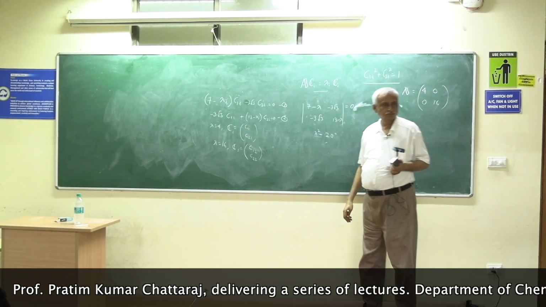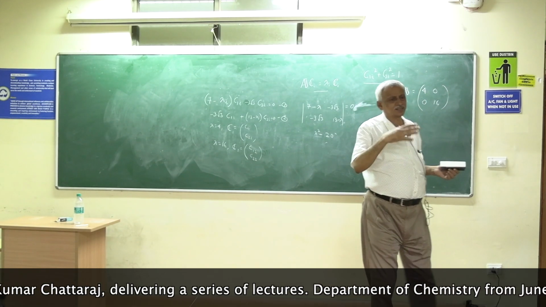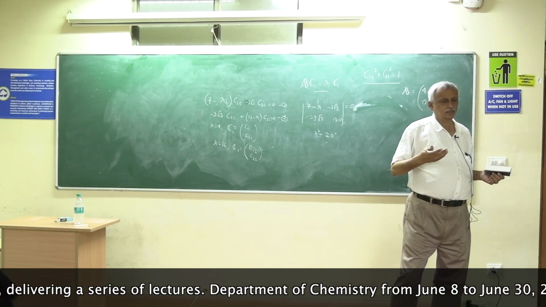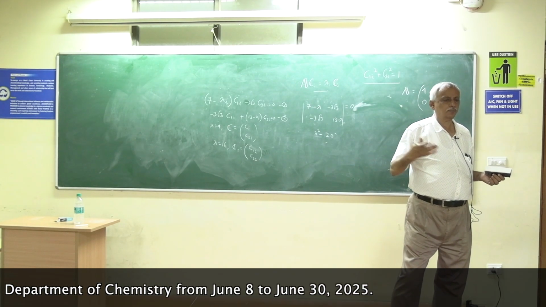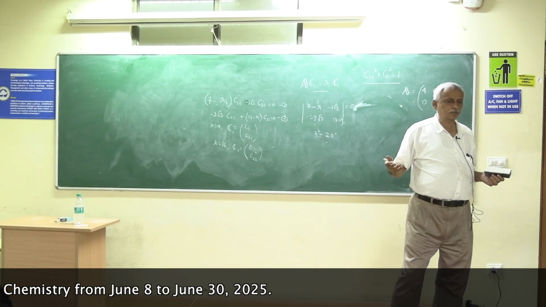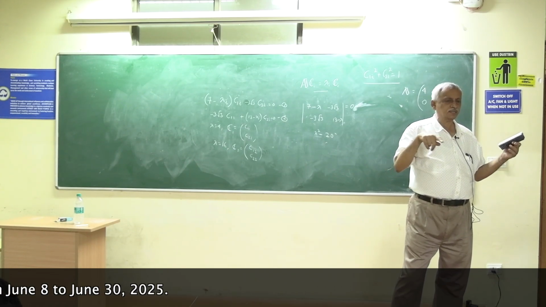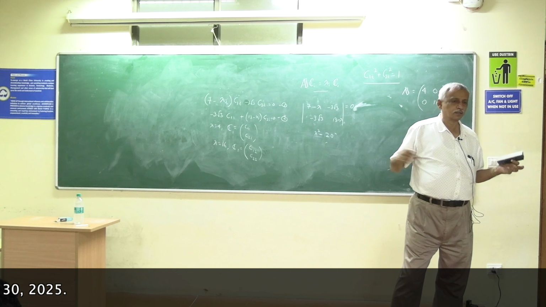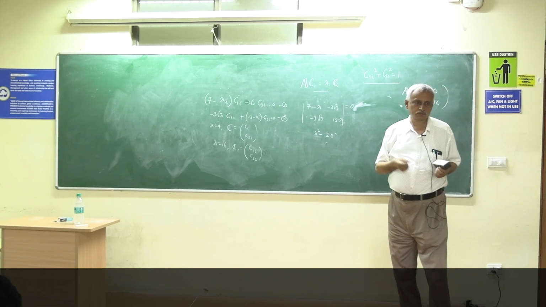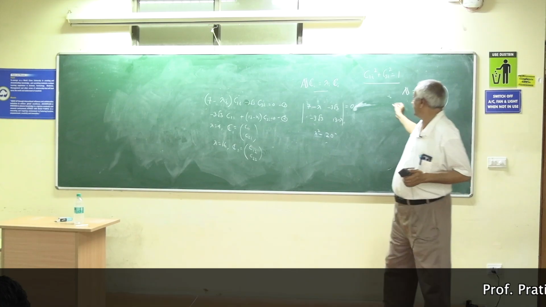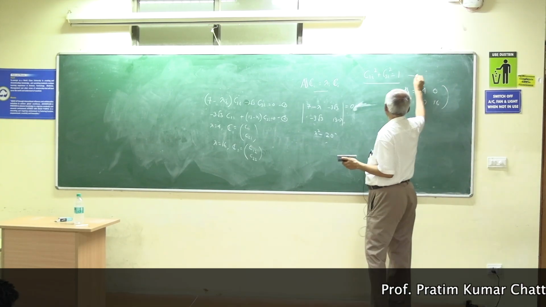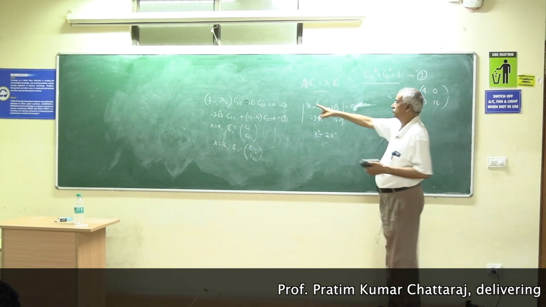So you simply write psi as, say, C11 phi 1 plus C12 phi 2, and then put the integral of psi star psi dx equal to 1. That will immediately give you this condition. So this is another condition, this is equation 3.